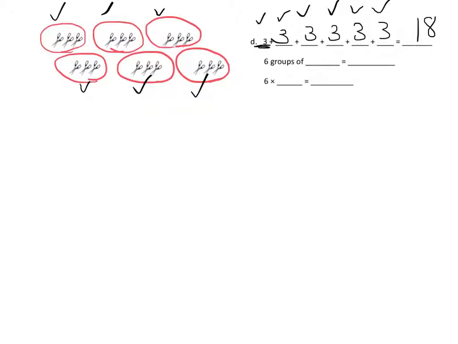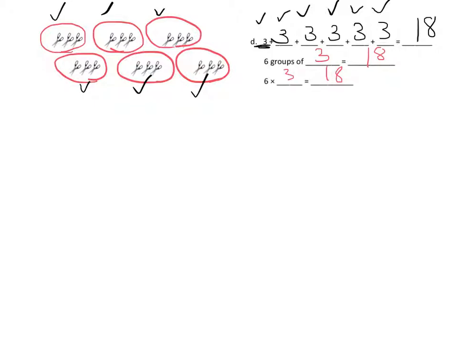Now, of course, your kids are probably going to count on their fingers. Maybe they'll do some skip counting, and that's good too. And so, of course, we've got 6 groups of 3, and that equals 18. And then lastly, the multiplication is 6 times 3 equals 18.